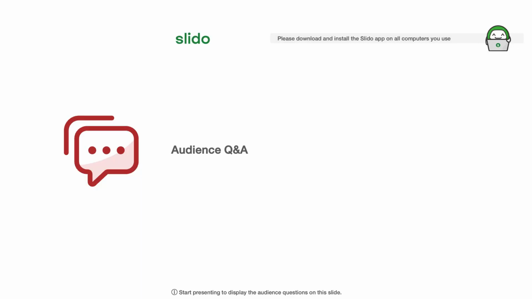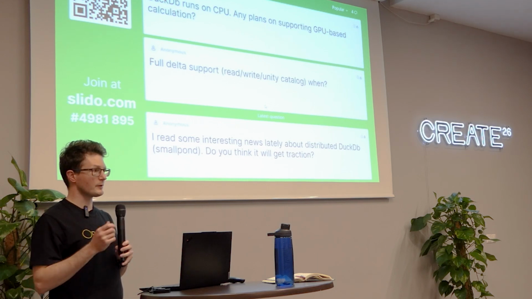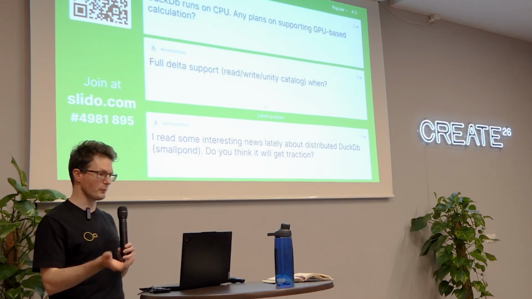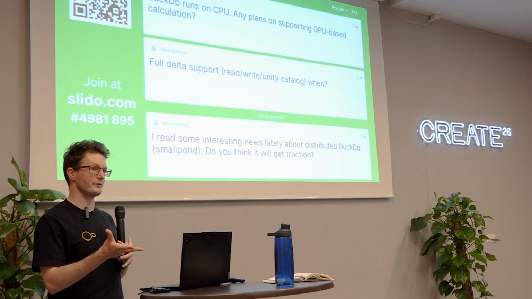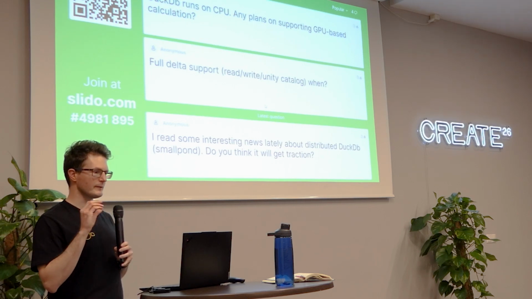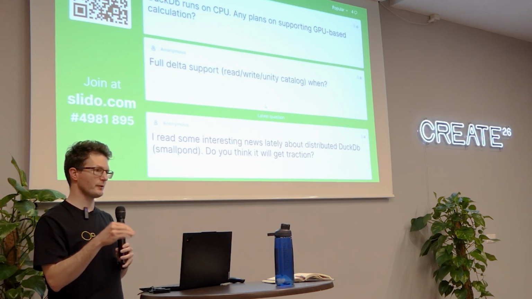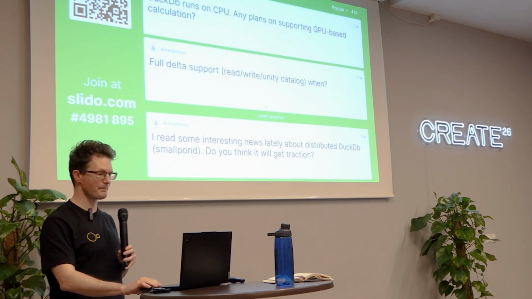Q&A questions. Question 1, DuckDB runs on CPU. Any plans on supporting GPU-based calculation? So this comes up quite frequently because you have pretty amazing GPUs in computers, mostly thanks to the AI boom, but this would hinder the portability of DuckDB. So we have thought about this, and there are currently no plans of doing GPU calculations because of the portability issue, and also because GPUs are only really good at fixed size data. As soon as you hit something like strings, it starts to become more and more cumbersome to program them, and then the benefits kind of start vanishing.